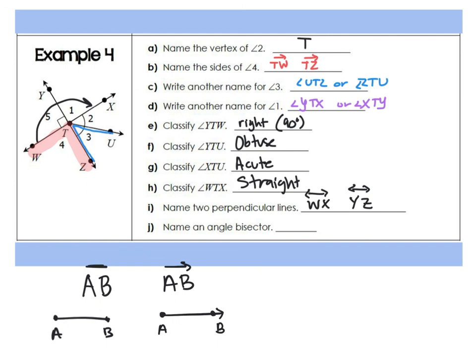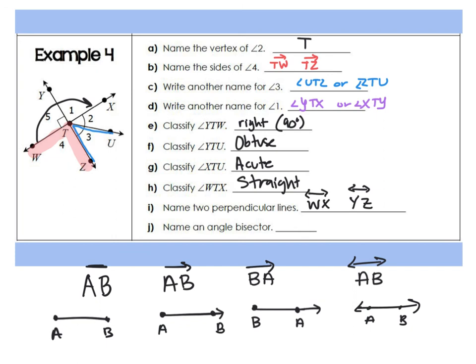It is also different if it's BA with a line on top, because this means that B is that endpoint or starting point, whatever you want to call it, and the A side continues on forever. Now, if I have AB with arrows on both sides, I'm basically telling you that A and B are on that line and that line continues on forever on both sides.